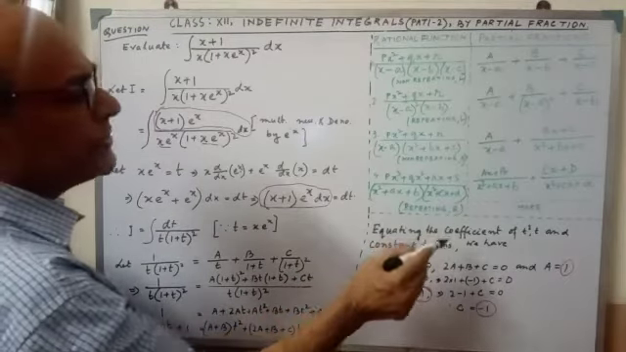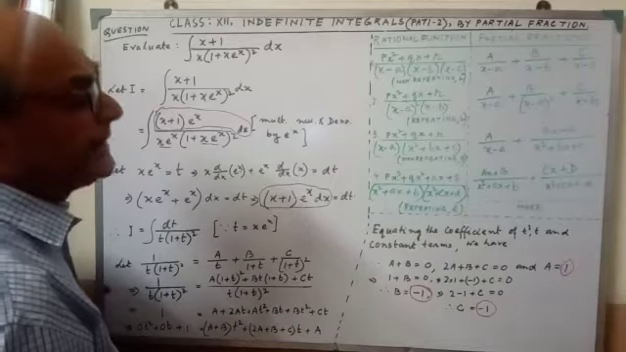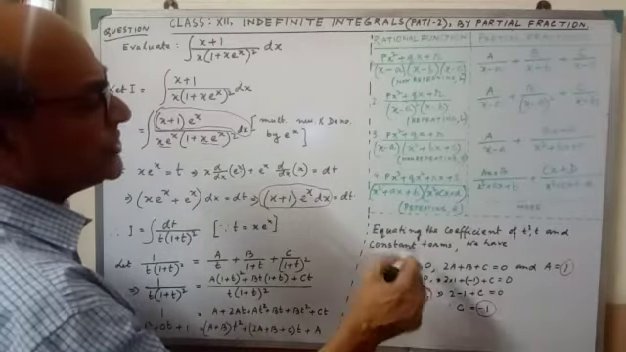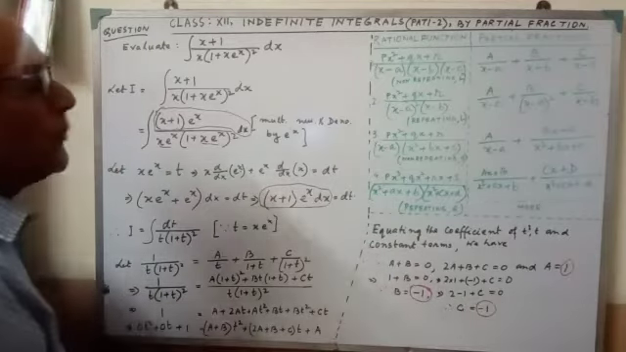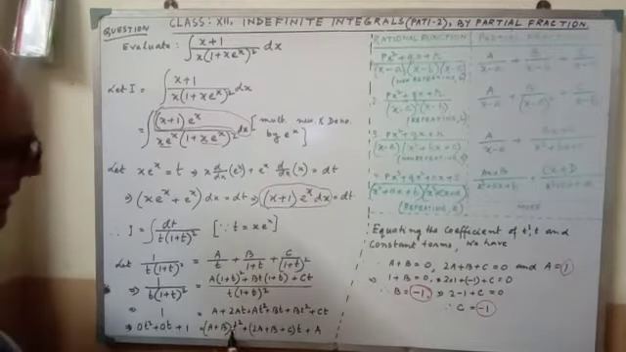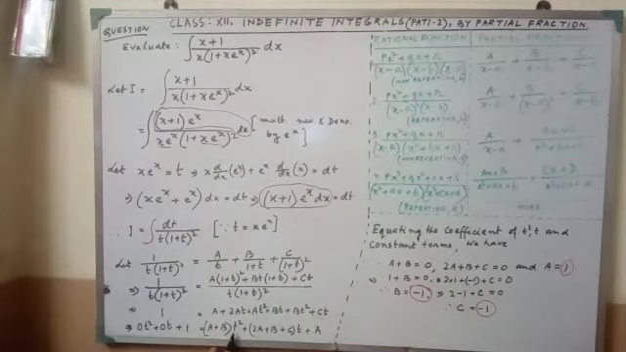Equating the coefficient of t square, t and the constant term, we have: coefficient of t square, see, this is the t square, here is t square and here is t square. That coefficient of t square is A plus B, so A plus B equal to 0. And coefficient of t is 2A plus B plus C, so 2A plus B plus C also equal to 0. And constant term A equal to 1.